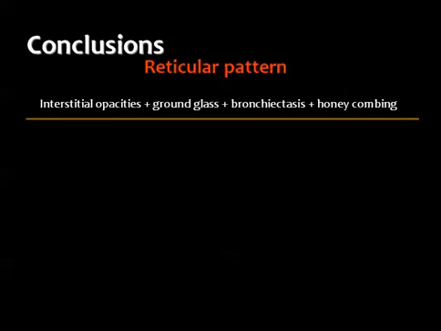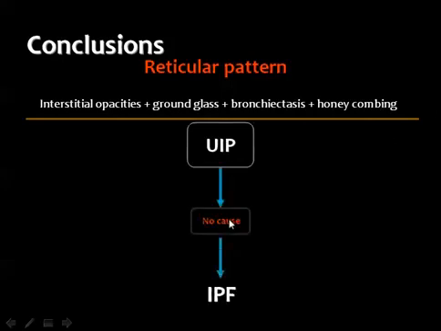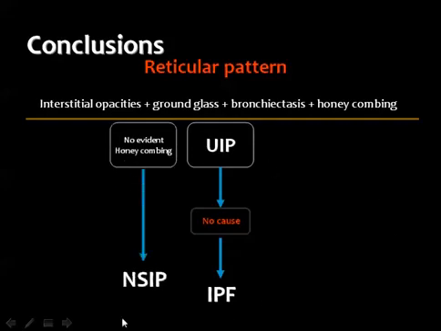Conclusion. We have 4 patterns of diffuse lung disease, and we start first with the reticular pattern. What is the reticular pattern? You see interstitial opacities, ground glass opacities, bronchiectasis, and honeycomb. And if you see all these, the first primary diagnosis is usual interstitial pneumonia. If there is no evident clinical cause, you call this idiopathic pulmonary fibrosis. If the honeycombing is not evident, then the diagnosis is non-specific interstitial pneumonia.